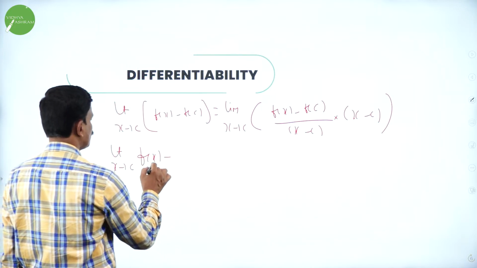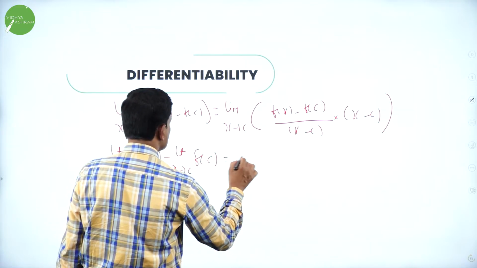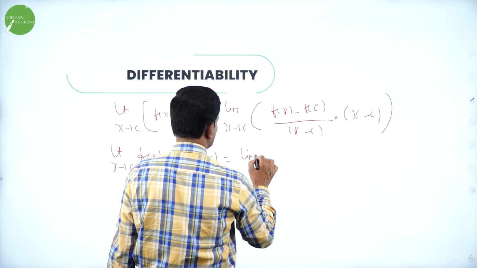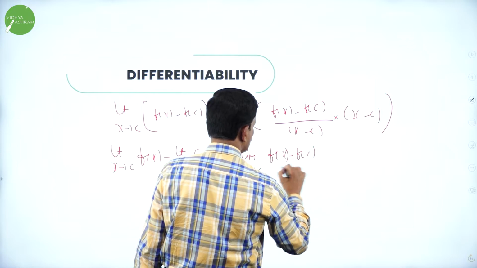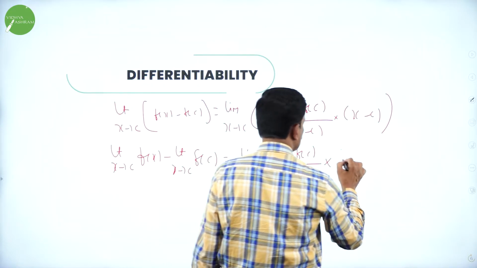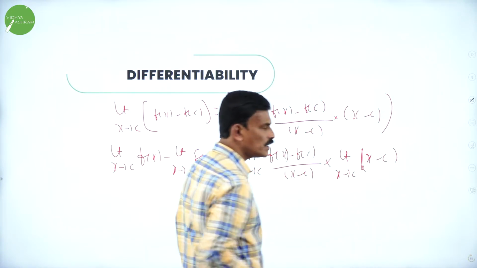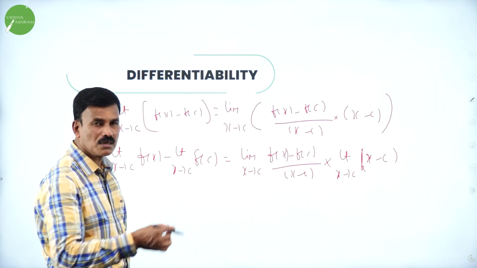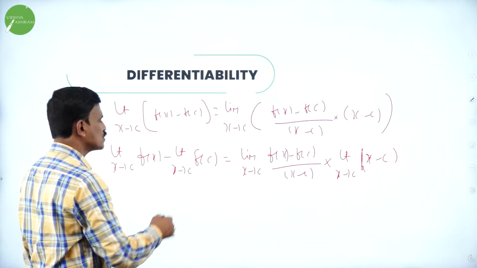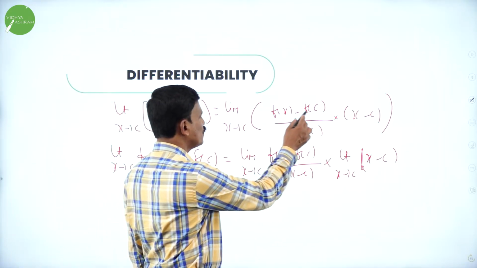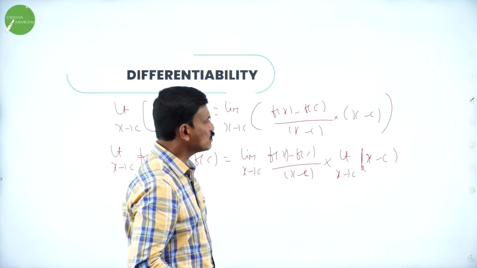So, limit x tends to C of f of x minus limit x tends to C of f of C is equal to limit x tends to C of f of x minus f of C divided by x minus C, into limit x tends to C of x minus C. Now, applying the limit on both sides.